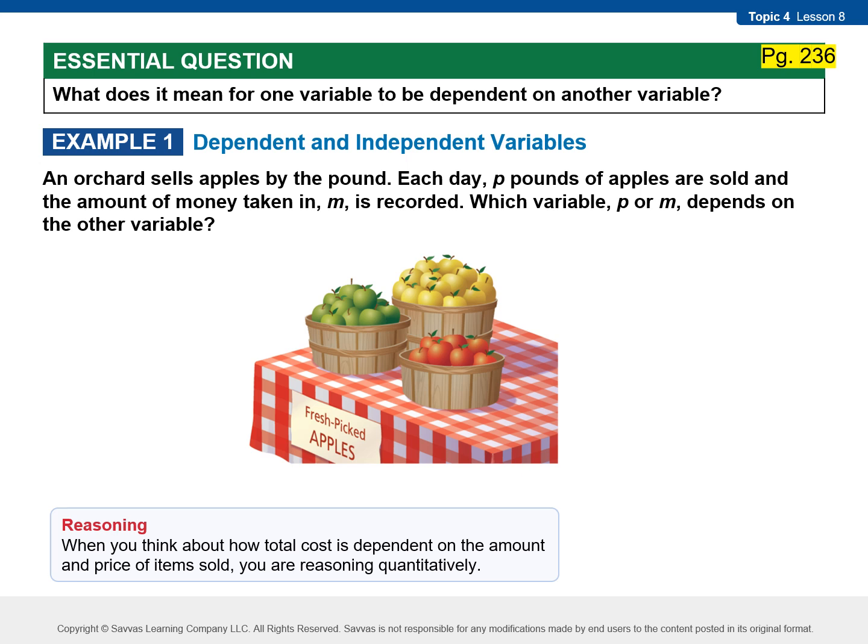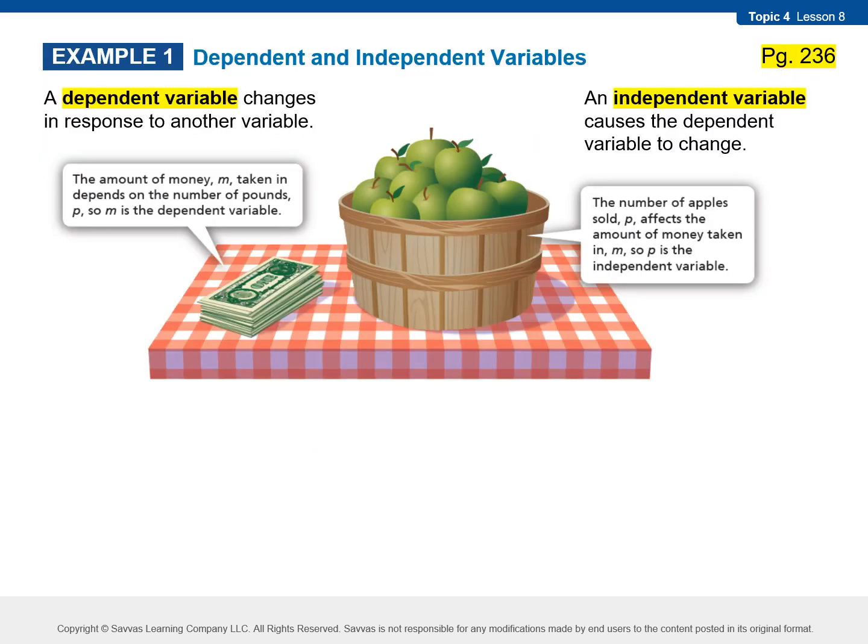So look at example 1. An orchard sells apples by the pound. Each day, P pounds of apples are sold and the amount of money taken in, which is M, is recorded. Which variable, P or M, depends on the other variable? So a dependent variable changes in response to another variable. An independent variable causes the dependent variable to change.